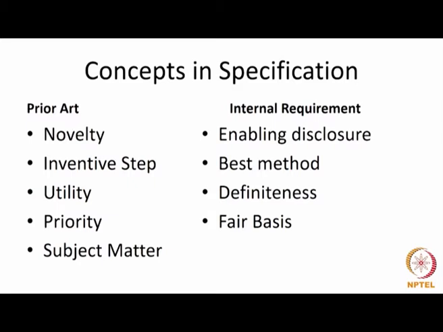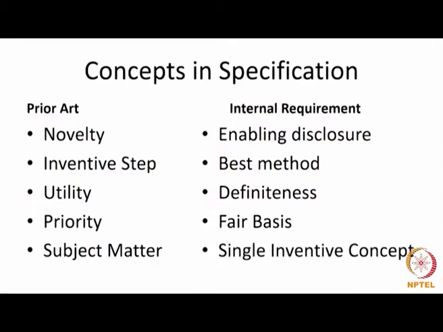Similarly, you cannot claim something that is unconnected to what you have described in the descriptive part of the invention. So this is what we call fair basis. The claim should be fairly based on the matter disclosed in the description. If a claim contains something which is not disclosed in the description, that could be a ground for invalidation.